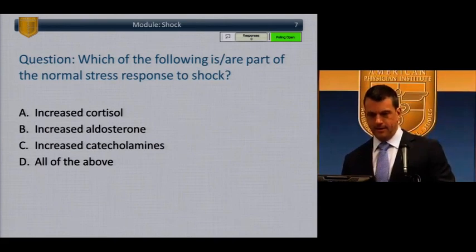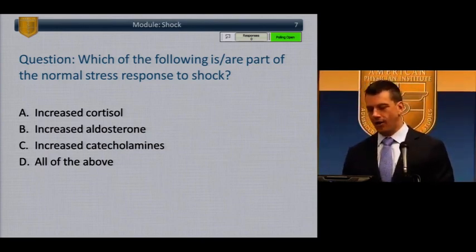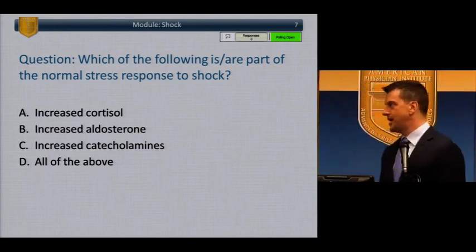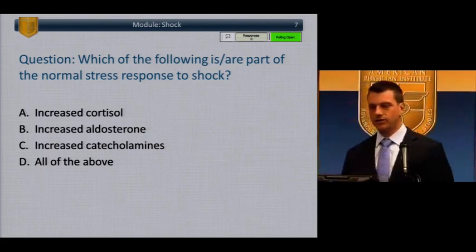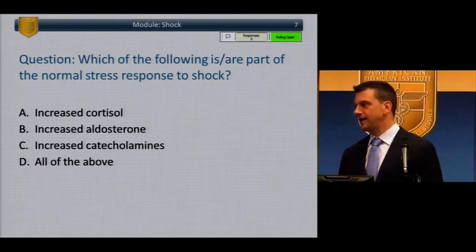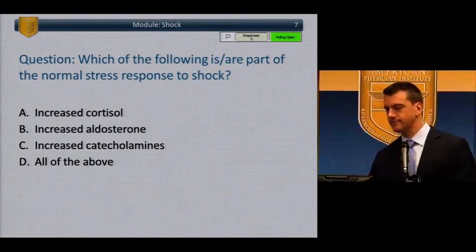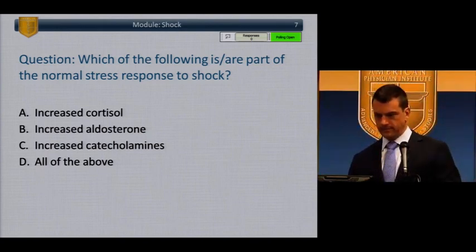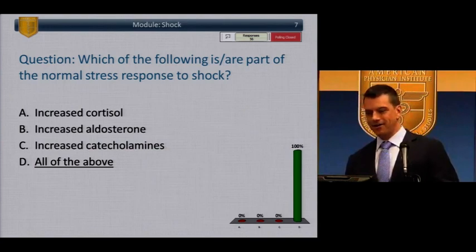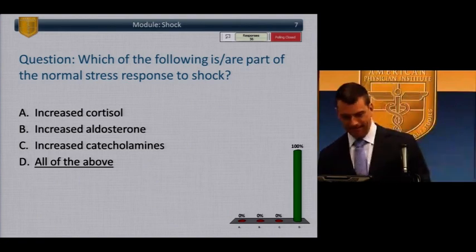Let's see. So the next question: which of the following are part of the normal stress response to shock? A, increased cortisol. B, increased aldosterone. C, increased catecholamines. D, all of the above. The answer is all of the above. Okay, there we go. Everyone got it.